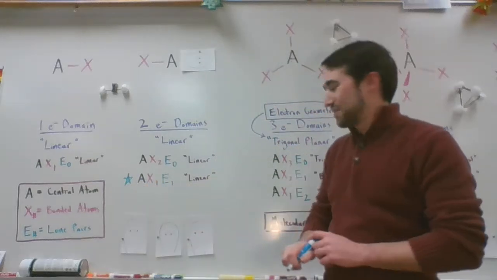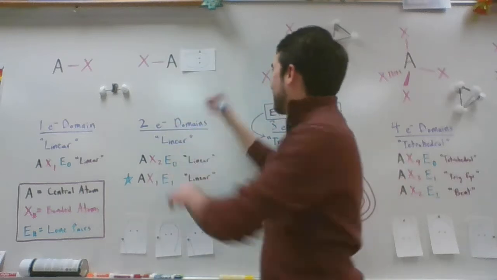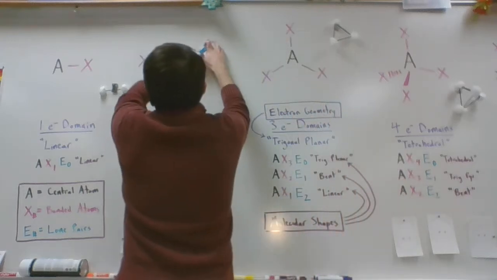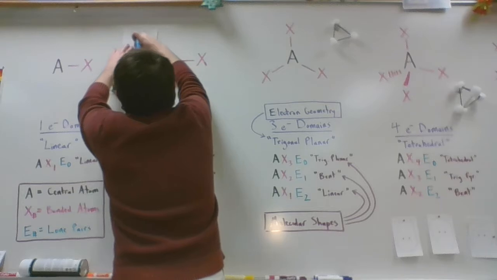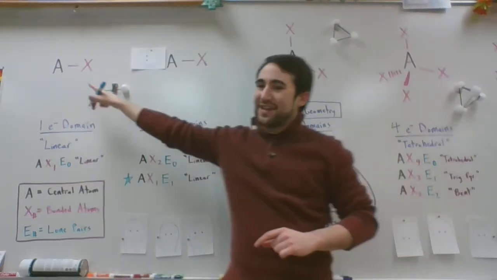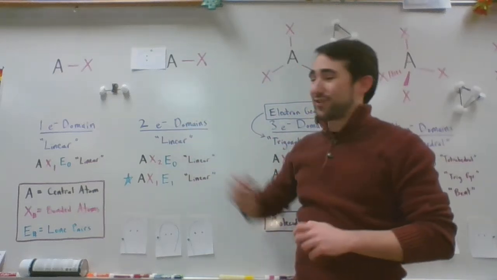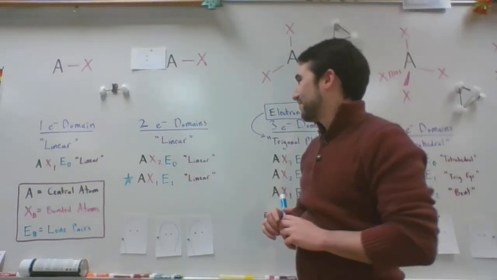AX1E1. We still call it linear because this is just in a line. And in fact, if I switch this over here, it looks almost exactly like this guy with 1 electron domain. But there are still 2 electron domains. That's a key thing. Okay?